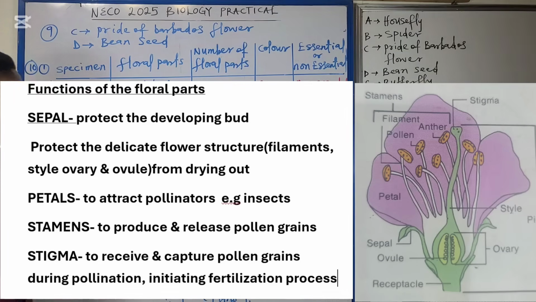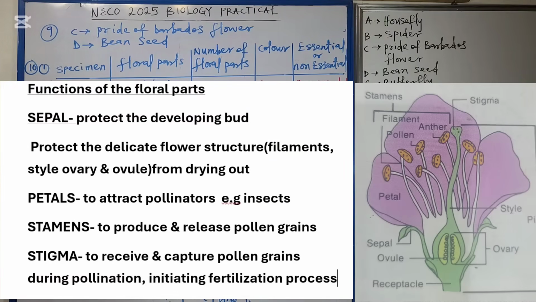The petals are very brightly colored, very attractive. It is to attract insects, to attract butterflies, those that will help to pollinate, to carry the pollen grain from the anther to the stigma. Then when you look at the stamen, what is the function of the stamen or the androecium?